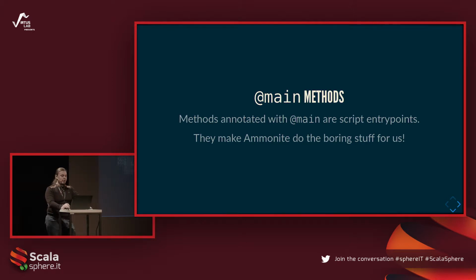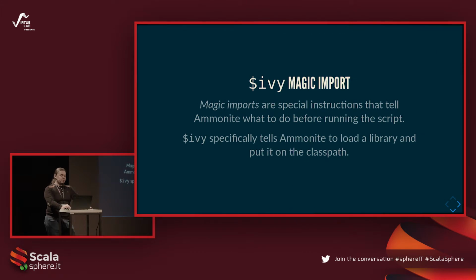The more interesting part is the IV, magic import. So magic imports aren't actually imports, but they are special instructions that can only be located at the top of the script file that tell Ammonite what to do before compiling the script. And IV specifically, as we have seen, takes Maven coordinates for a library and tells Ammonite to load it, download it from the internet, and put it on the class path.